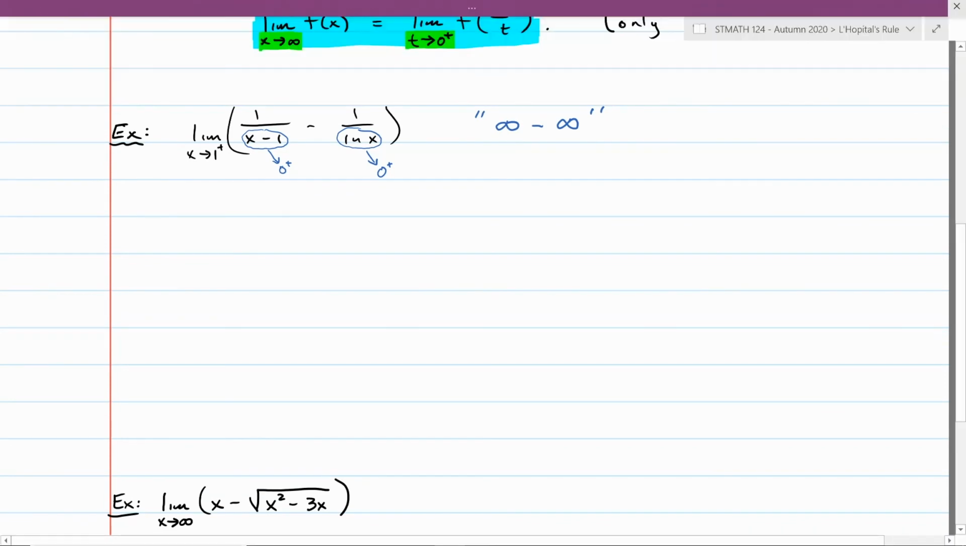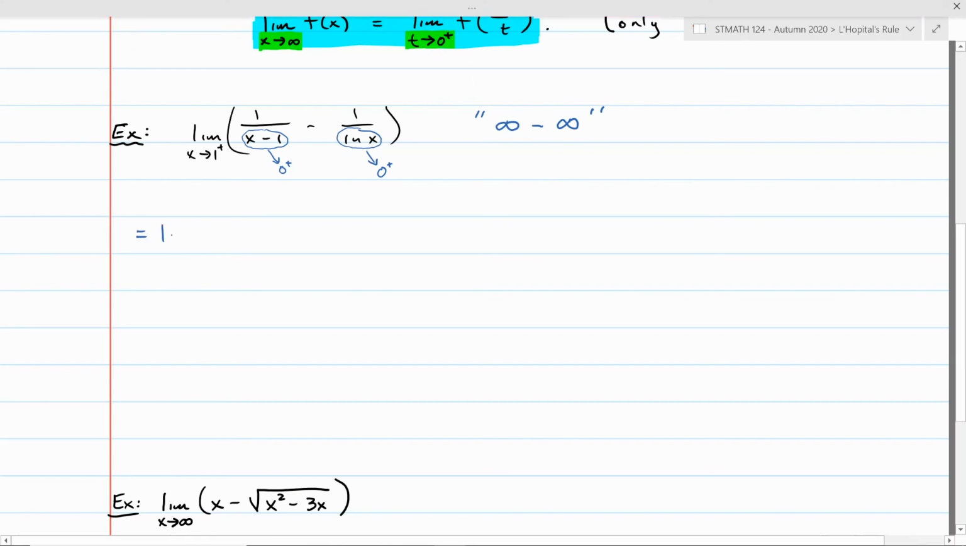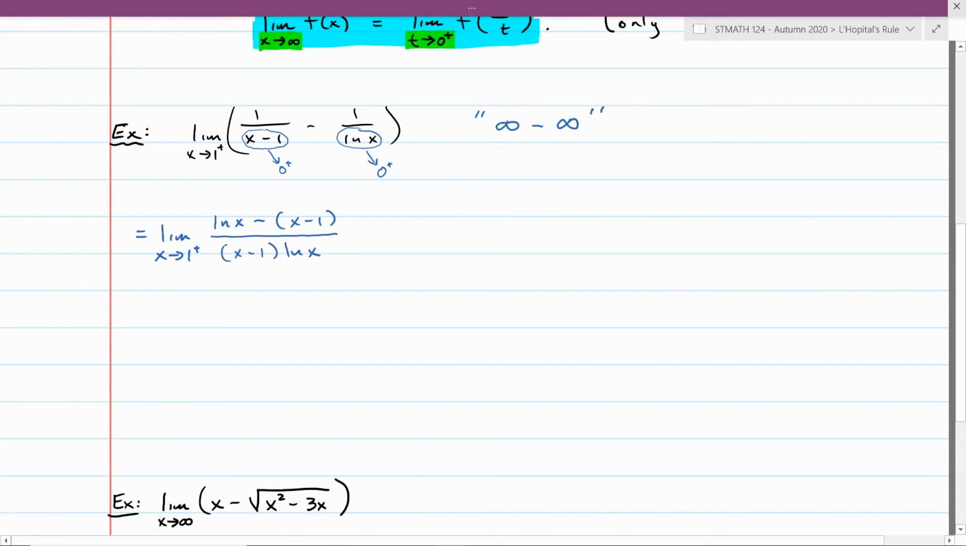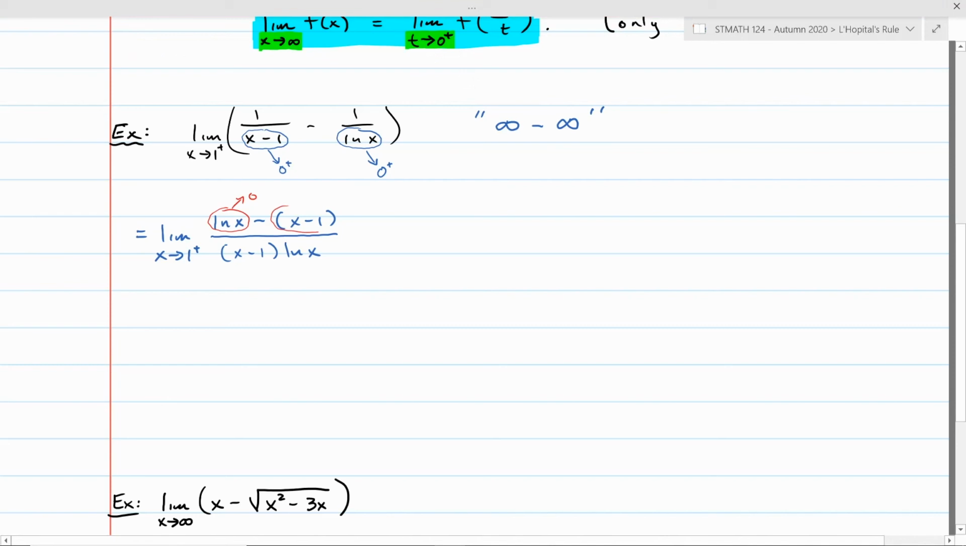Okay. So now that I know it's an infinity minus infinity type, I'm going to try the strategy of getting a common denominator and seeing what happens. So this will be the limit as x goes to 1 from the right. Getting a common denominator, I would write this as natural log of x minus x minus 1, all divided by x minus 1 times natural log of x. And now if we substitute x equals 1 into this expression, let's see what we've got going on. In the numerator, you'd get natural log of 1, which is 0.